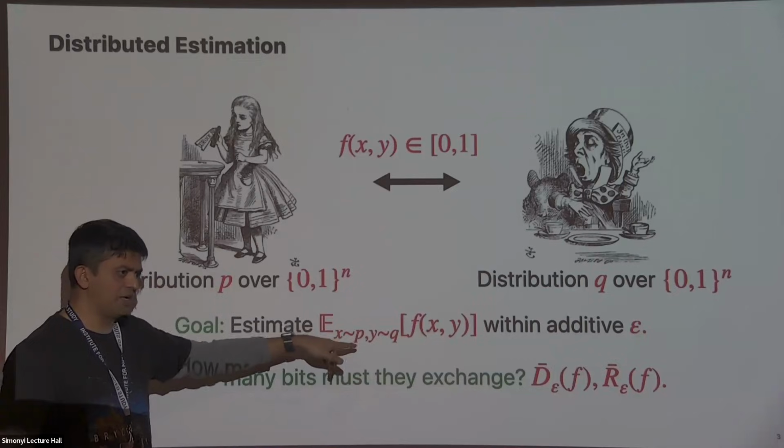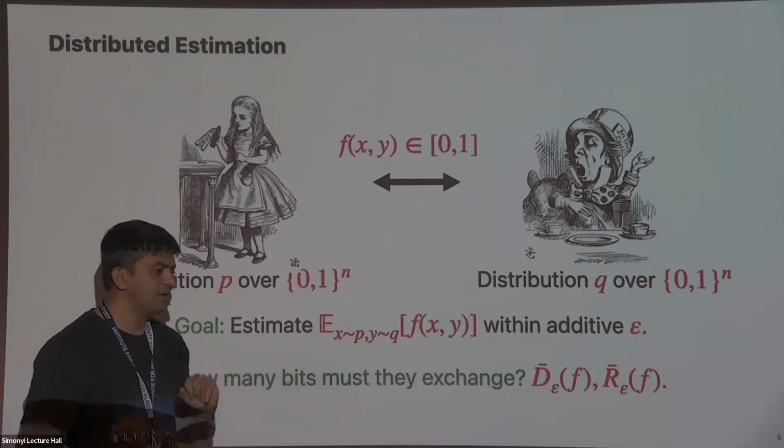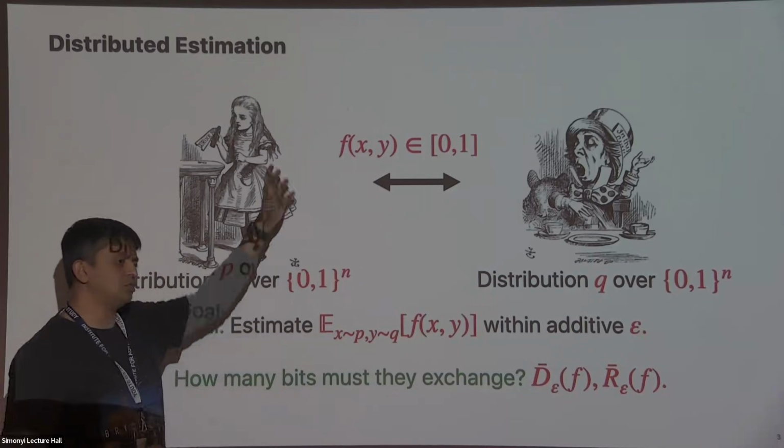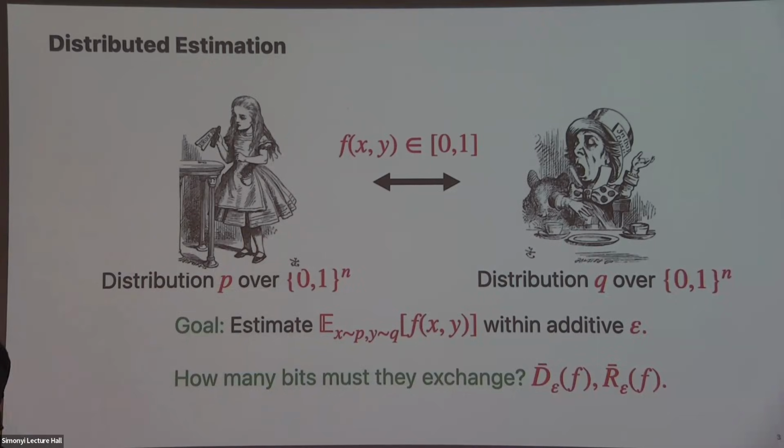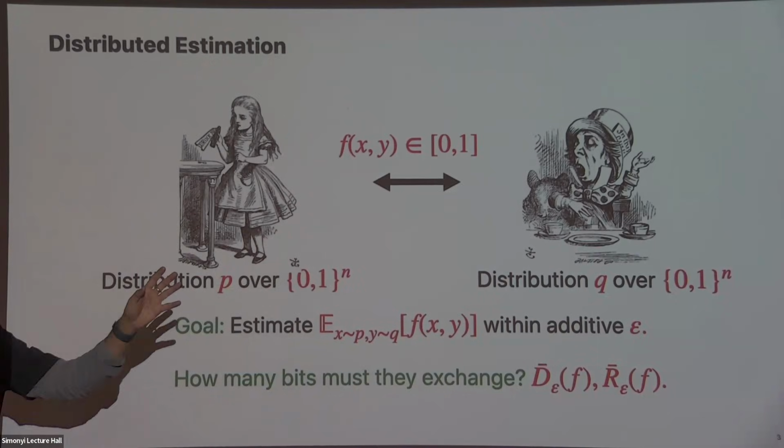Bob draws Y according to his distribution Q. What do you know about F? Oh, F is known, it's just like in communication complexity. Let's say they are trying to compute equality. So they know the function up front.